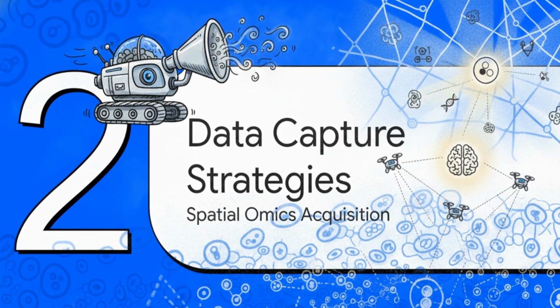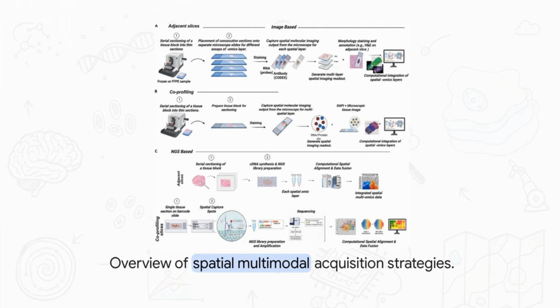Strategies for data capture. To actually gather these different layers of data, researchers rely on a huge array of techniques. What's really interesting about the breakdown here is how it divides these methods. You basically have image-based methods, which use high-resolution microscopes to detect targeted RNA or proteins right in the tissue. And then you have NGS-based methods, that's next-generation sequencing, which use spatial barcodes to capture a much wider, often whole transcriptome view. The ultimate goal? To stack these different modalities, like RNA, proteins, and that H&E morphology, right on top of each other.